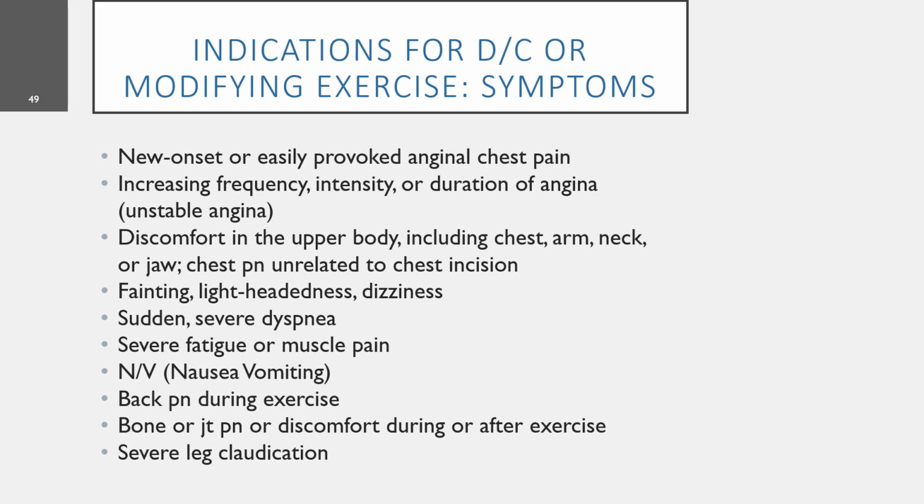Indications for stopping or modifying exercise include symptoms such as a new onset or provoked anginal chest pain, increasing frequency, intensity, or duration of angina, discomfort in the upper body, including chest, arm, neck, jaw, chest pain unrelated to chest incision, fainting, lightheadedness, or dizziness, sudden severe dyspnea, severe fatigue or muscle pain, nausea or vomiting, back pain during exercise, bone or joint pain or discomfort during or after exercise, and severe leg claudication.